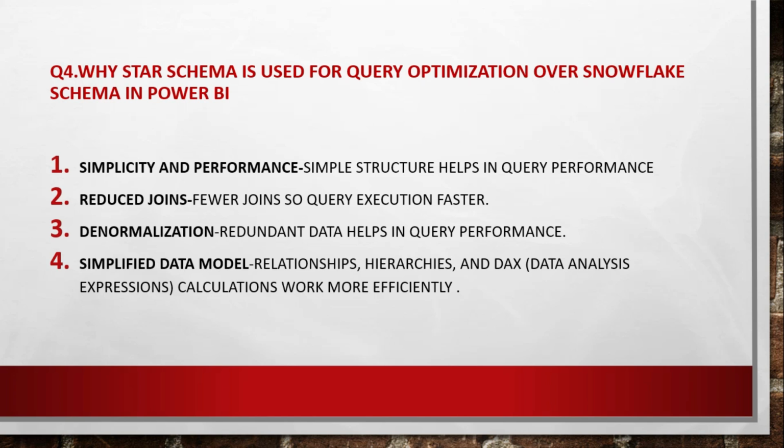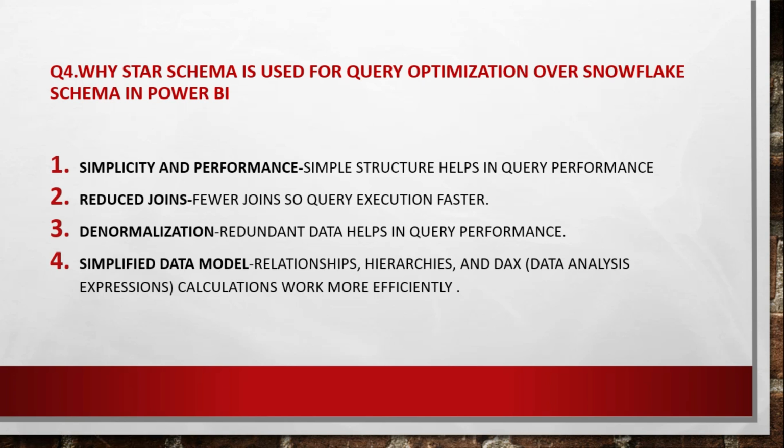Third point is denormalization. Star schema often involves denormalization, which means the tables contain all relevant attributes for a particular dimension without further normalization, meaning it is not divided into subdimensions or levels. There is redundancy in the data, which helps in query performance.